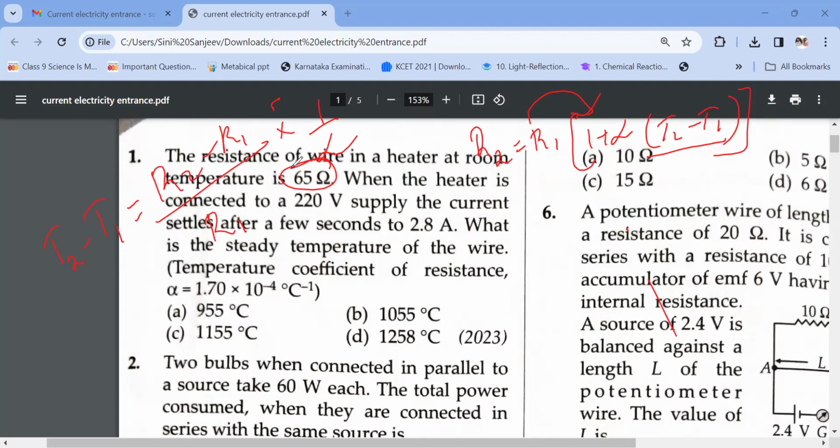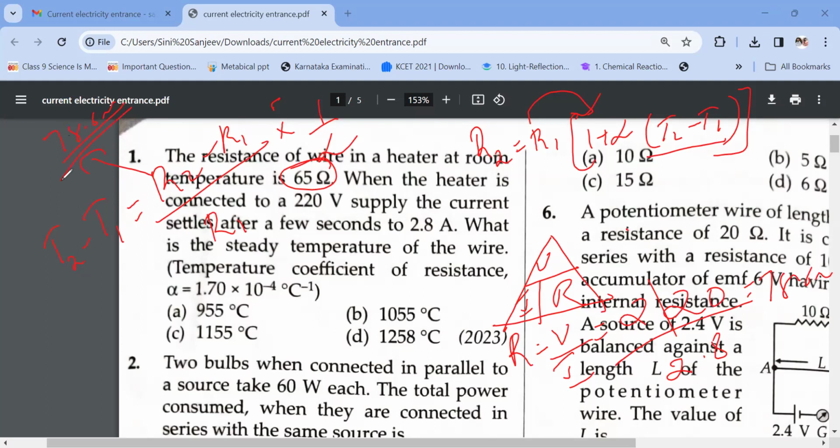How do I find R2? Just draw the triangle, V is equal to IR. So R is equal to V by I. What is my voltage given? 220 volts. So 220 divided by current, which is 2.8. Once you solve this, 220 by 2.8, I'll get 78.6 ohms. That is my R2. My R2 value is 78.6 ohm.